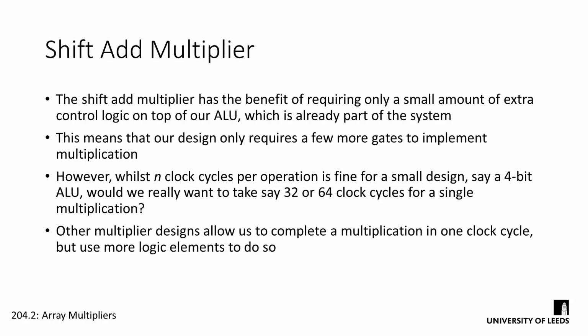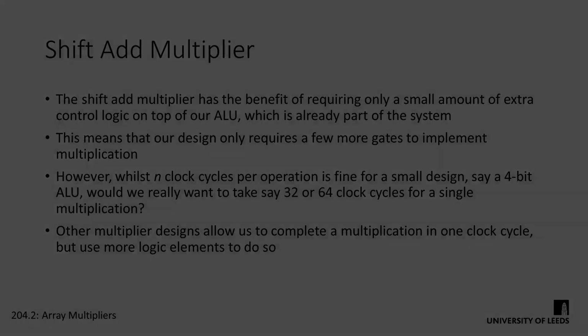However, whilst n clock cycles per operation is fine for a small design, say a 4-bit CPU, would we really want to take 32 or 64 cycles to complete a single multiplication? Other multiplier designs allow us to complete a multiplication in one clock cycle, but use more logic elements to do so. The most popular of these is an array multiplier.